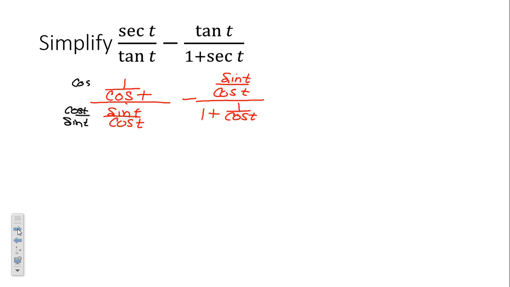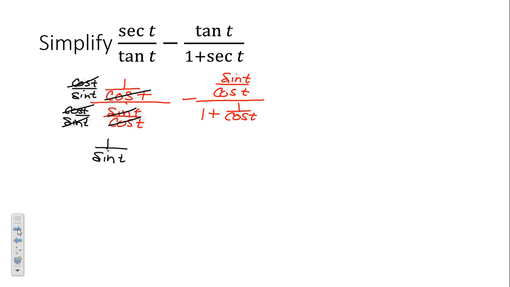And then cosine over sine. All right, so these guys go away, these guys go away, and I'm left with 1 over the sine. Okay, that's looking a little better. Now let's work with this other side.